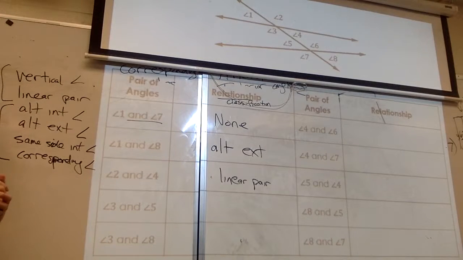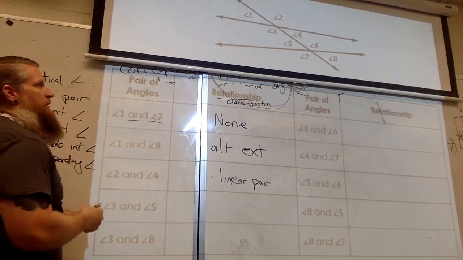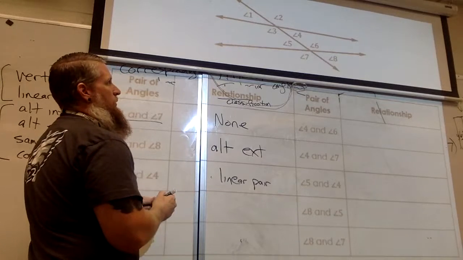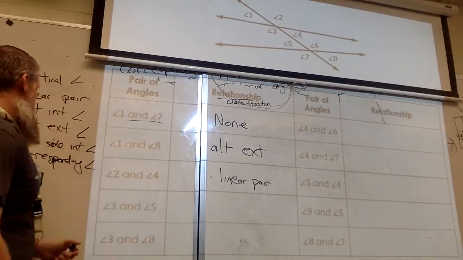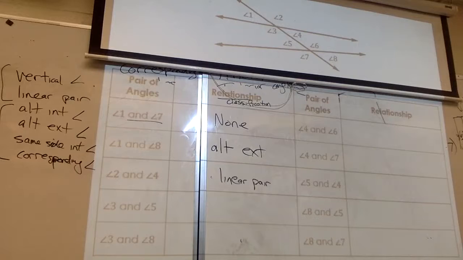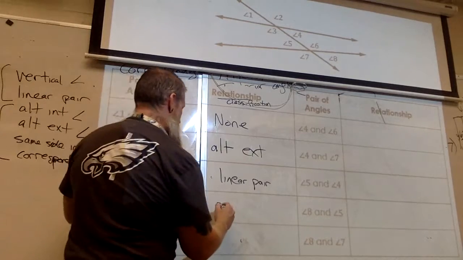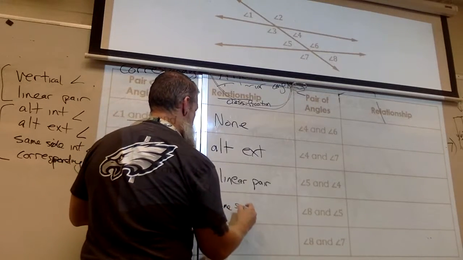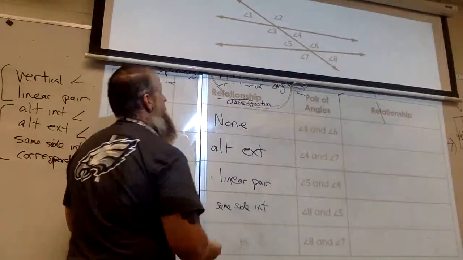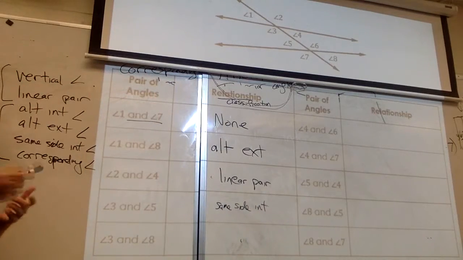What about 3 and 5? They are corresponding interior. No, wait, we don't have corresponding interior. It's got to be one of those. Same side interior. There you go. Same side interior, because again they're on the inside, and they're both on the same side of that transversal because they're both off to the left.